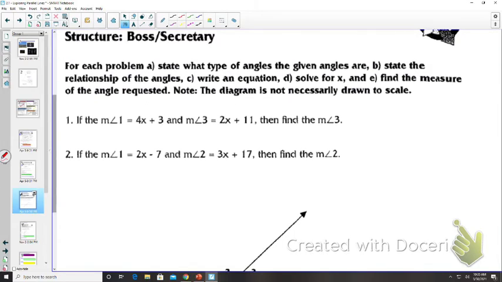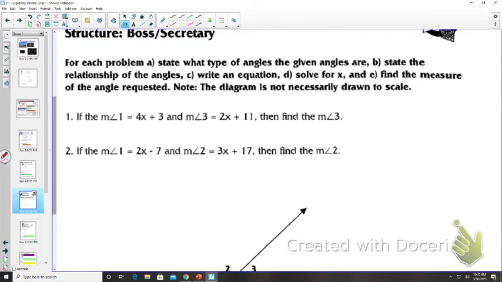But I just wanted to let you guys know when you are doing this, you're given one thing, and it's going to be different for each question, okay? So just be aware of that. For each problem there are 5 steps. Step 1, state what type of angles the given angles are. Are they complementary? Are they supplementary? Are they opposite? That's your first step. And then state the relationship of the angles, write an equation, solve for x, and then find the measure of the angle requested, okay?